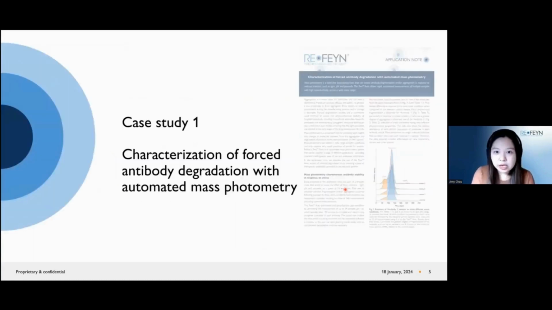And so in the first case study, I will present information from an application note, which is about the characterization of forced antibody degradation with automated mass photometry. This application note is available on our website if you want to read further.